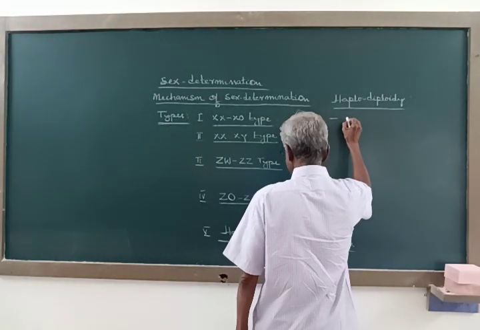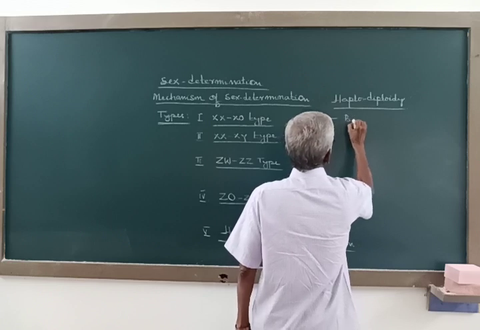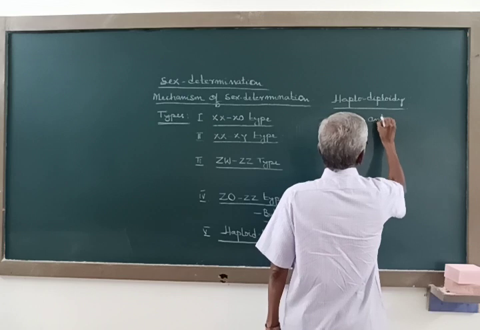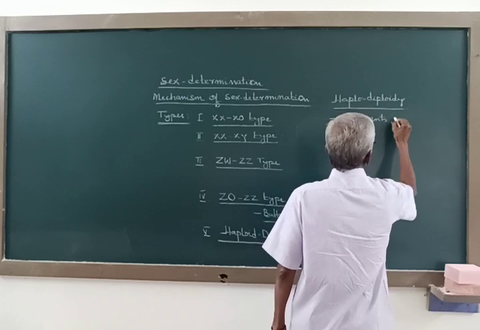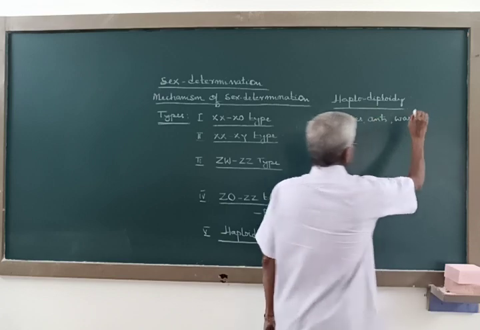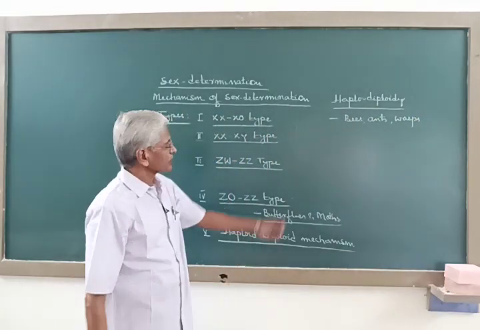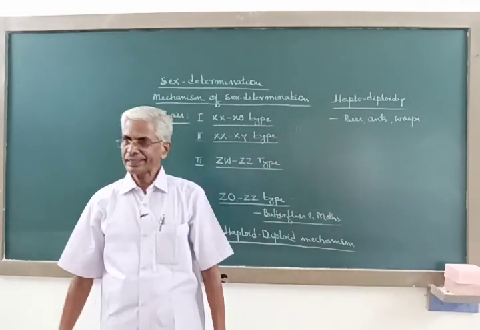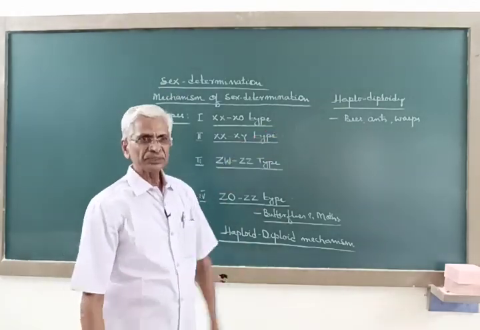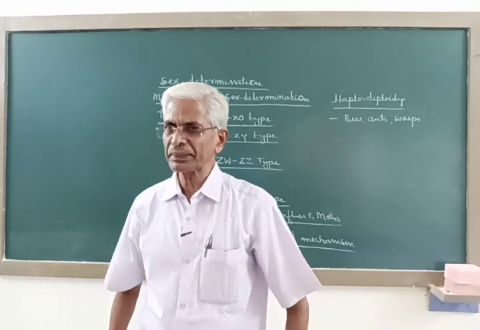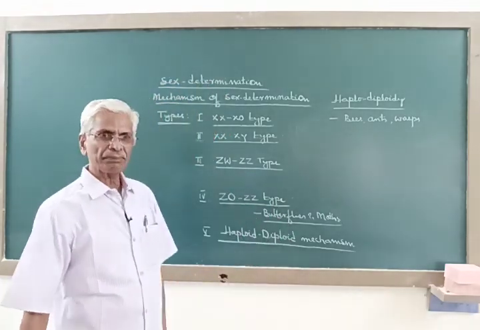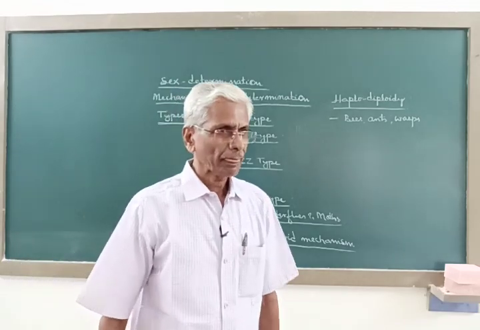occurs in bees, ants and wasps. So here bees, ants, wasps, they have this type of sex determining mechanism, that is haploid diploid mechanism.